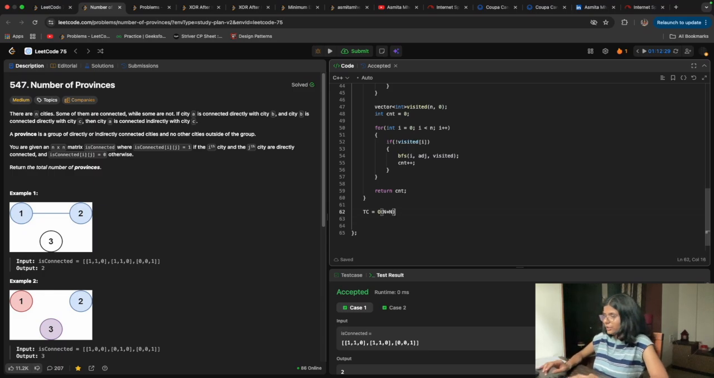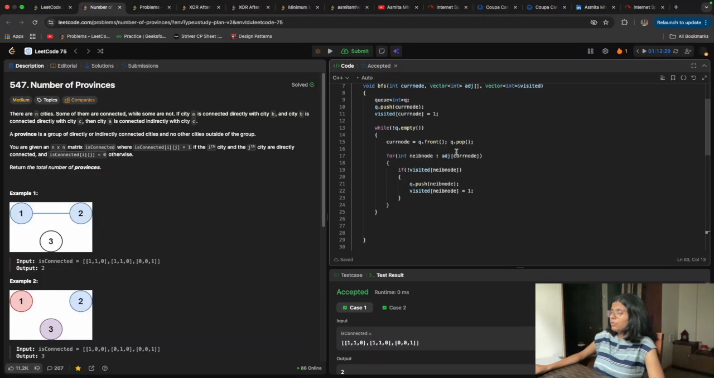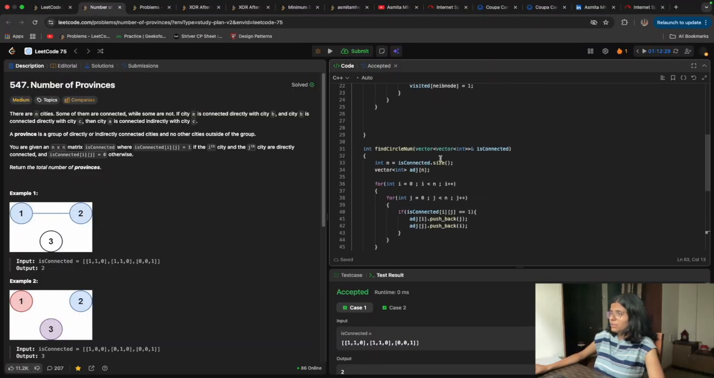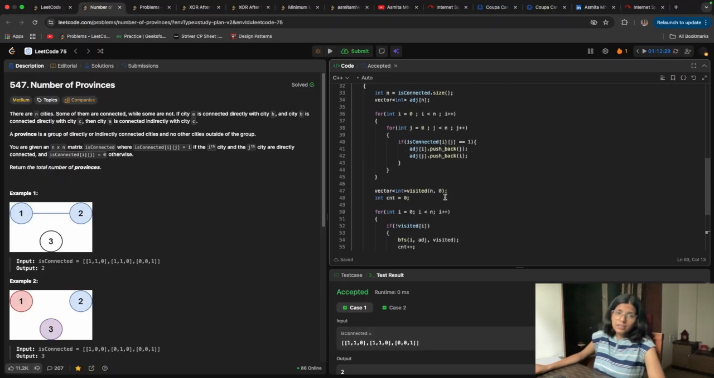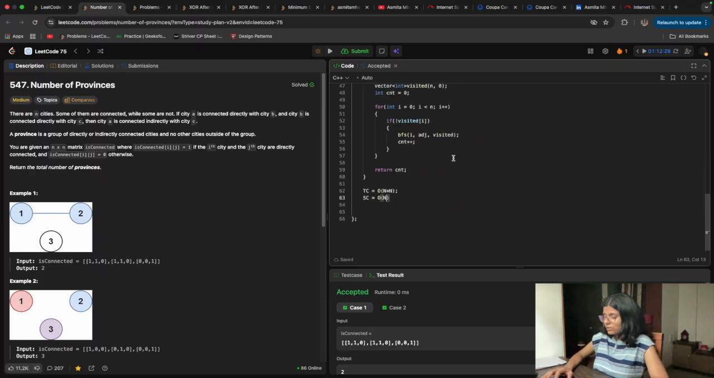And the space complexity for this will also be big O of n square, because we are making an adjacency list. What if it is a fully connected graph, where every node is connected to everyone? Then we will have all nodes, so space complexity can go till big O of n cross n, that is n square. And that was today's first approach for this question.